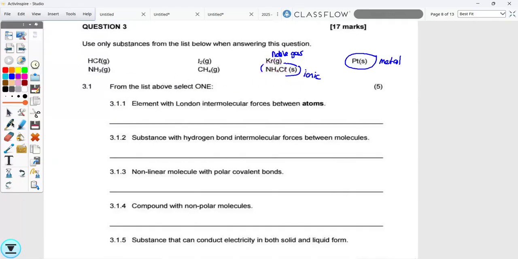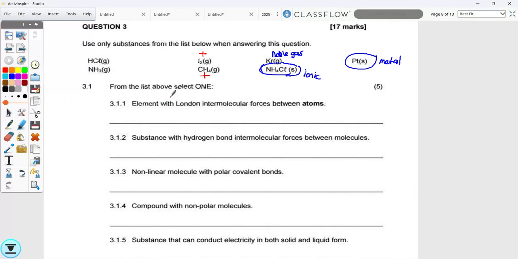Then if it's symmetrical, you can go a little bit further and find all the ones that are symmetrical. So you know already by now, CH4 is symmetrical, mark it as symmetrical. I2 is symmetrical, mark it as symmetrical. Because as soon as it's symmetrical, what IMF do I have? London IMF, noble gas, London IMF. So help yourself like that.